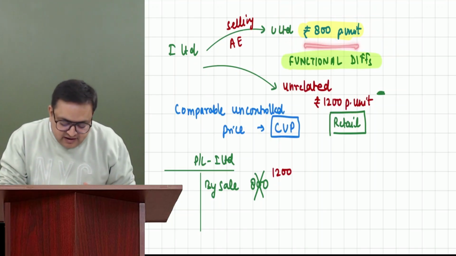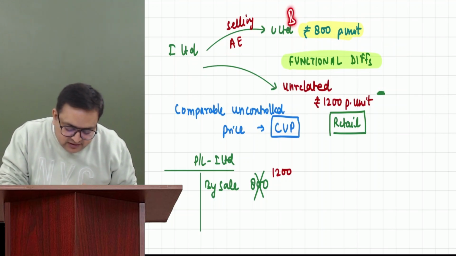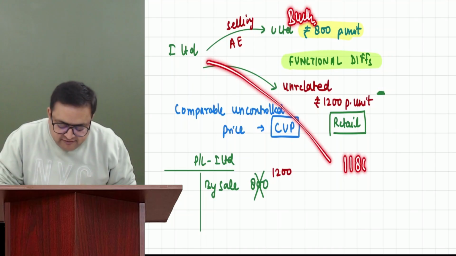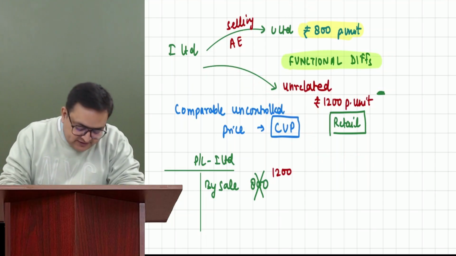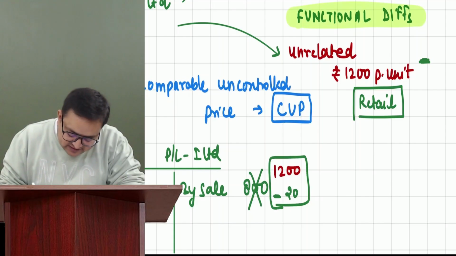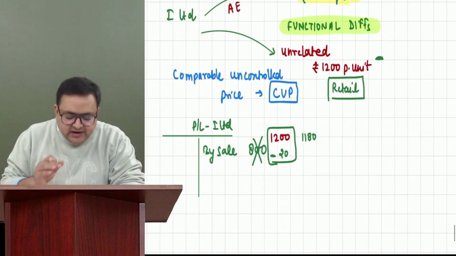Same level means it would have been the same type of transaction. The bulk transaction to an unrelated party would have been at 1180. So what you will do is subtract that. Let's say you have to subtract that bulk discount of 20 rupees from it. So you have to take this transaction as 1180. Understood? You have to take it at 1180.